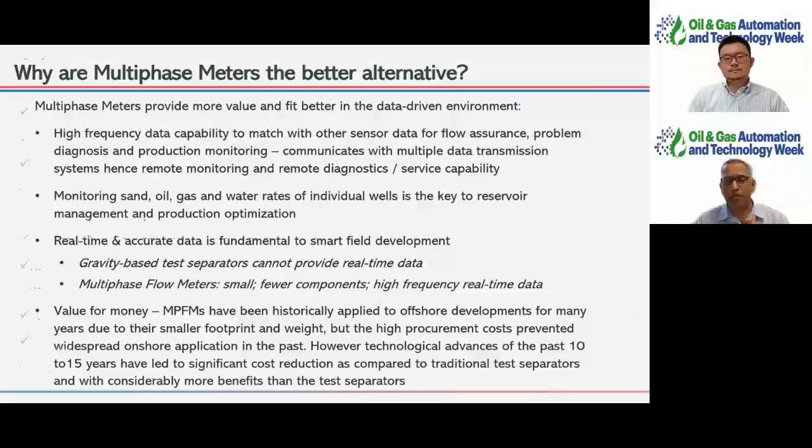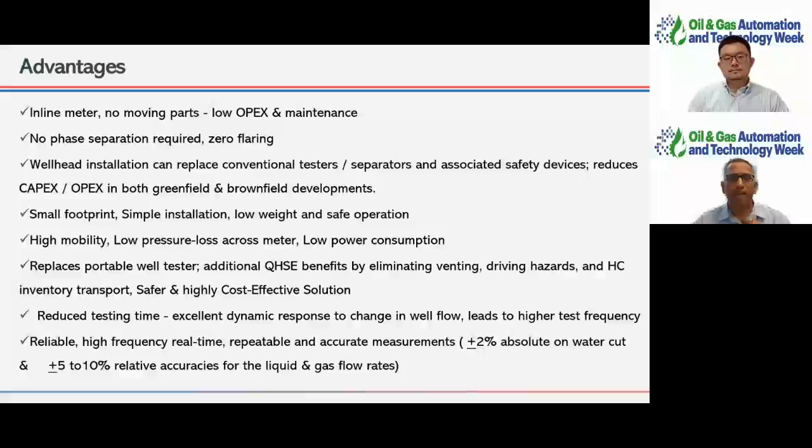Just to go over the advantages again, it's an inline meter. So you've got no moving parts, so it's low OPEX and maintenance. Again, that leads to safety because it's less QHSE. You have fewer people you need to send out to the field to look at these meters. Flaring, which is now becoming even more important, with regulations coming in.